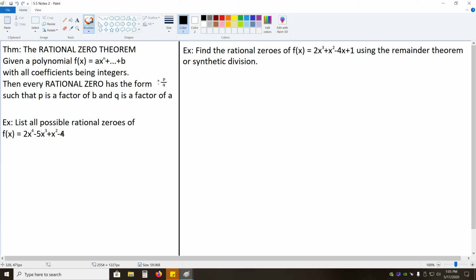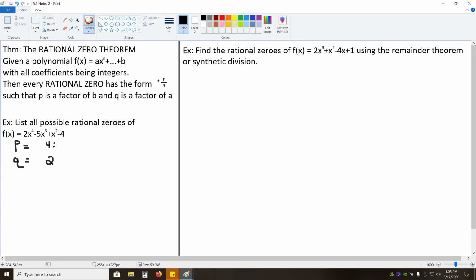So, with this example, let's go ahead and see if we can list all of the possible rational zeros of f of x equals 2x to the fourth minus 5x cubed plus x squared minus 4. The first thing we want to do here is list off p and q. So, we're going to list off all of the factors of 4 and 2. P is every factor of the constant, Q is every factor of the lead coefficient.